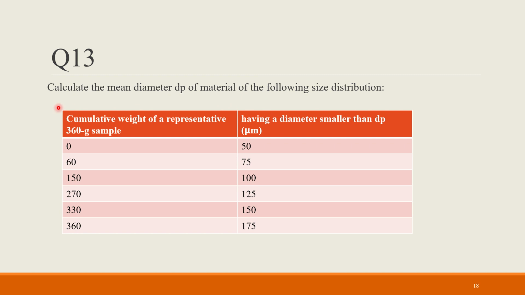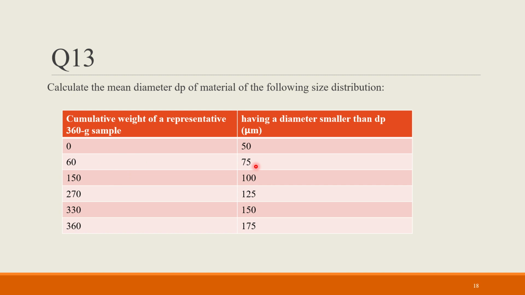So here it is given the cumulative weight of a representative 360 gram sample. So for size distribution, we need to find the diameter of the particle, that is, the mean diameter of the particle. The size distribution is given over here. 50 micrometer particles are not there. So 60 gram particles are between this range. Similarly, 150 grams of particles, that is cumulative weight, so it is 90 grams, are between this size range.